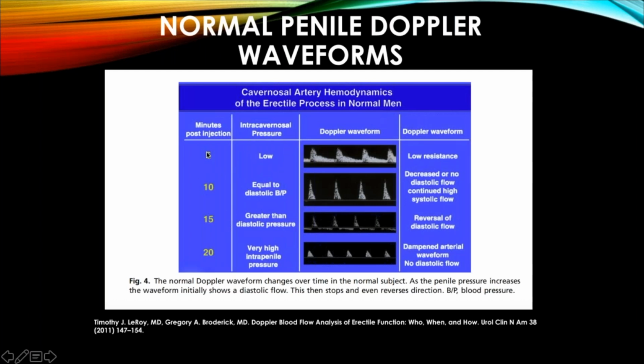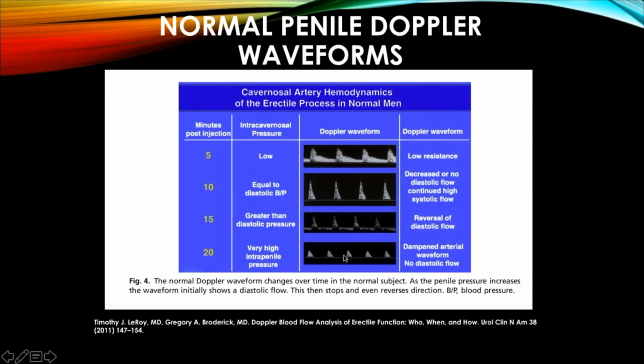But if you're looking here just after injection, you can see you have a Doppler waveform that's low resistance, and then this is more during the tumescent phase. You can see that there's a peak arterial phase and almost no diastolic phase. When you get to the rigid phase, you should have reversal of flow. And when there's high intrapenile pressure, so this would be during the rigid phase of erection, you see almost no flow in or out. So it's a very dampened arterial flow.